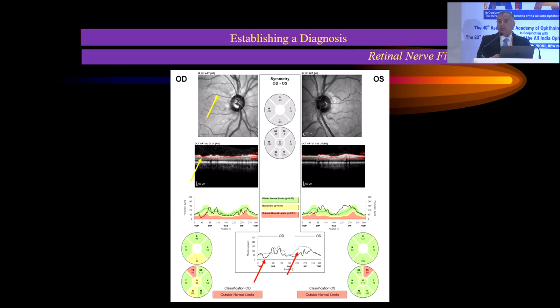One must not ignore, in looking at these reports, the red-free or the SLO image, which shows you the nerve fiber layer defect, and also the raw scan that shows you whether the segmentation has been correctly done or not.